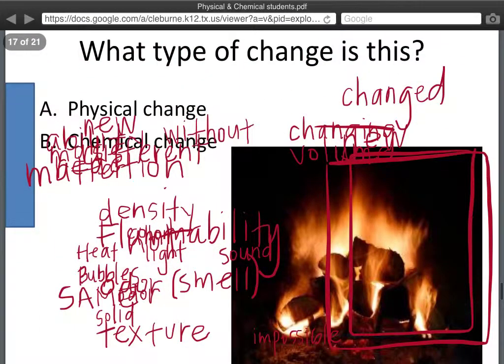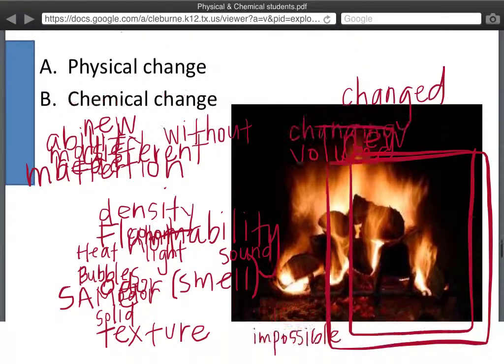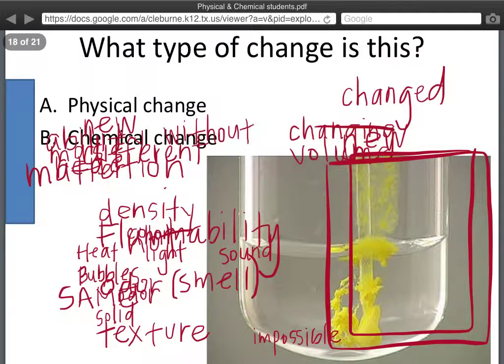All right, we are going to do these as a class, but I want you to just look at these. There's nowhere to write your answers on your paper. Actually, you can write fire on your paper and tell me, is this a physical change or a chemical change? Push pause, write your answer. Is this a physical change or a chemical change? Push pause, write your answer.